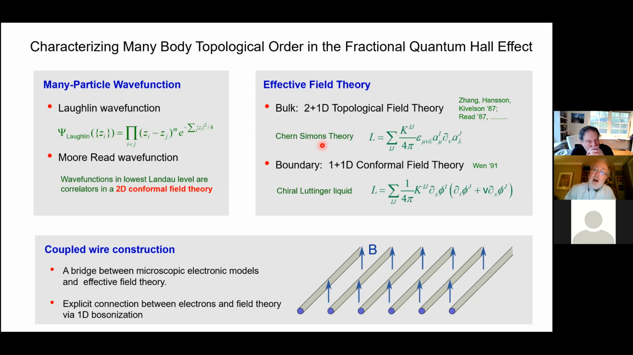Now, conformal field theory also shows up as the theory of the boundary, the edge states, of the fractional quantum Hall state. In particular, the boundary of a Chern-Simons theory is a chiral Luttinger liquid. And this was, of course, introduced by Wen.